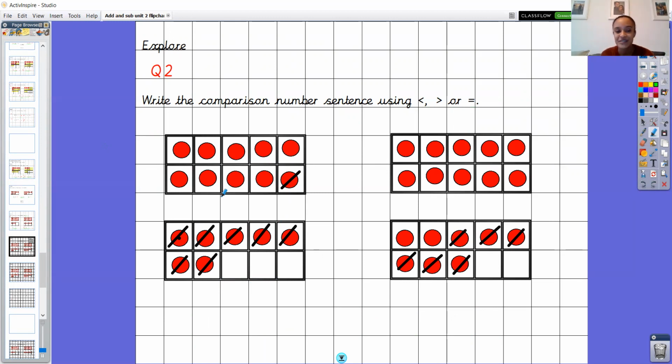But I know you can remember this from last week or the week before when we did this. Okay, so write down the 2 number sentences, find out the answers, and then you can use less than, more than, or equal to compare them. So please pause the video now and have a go.